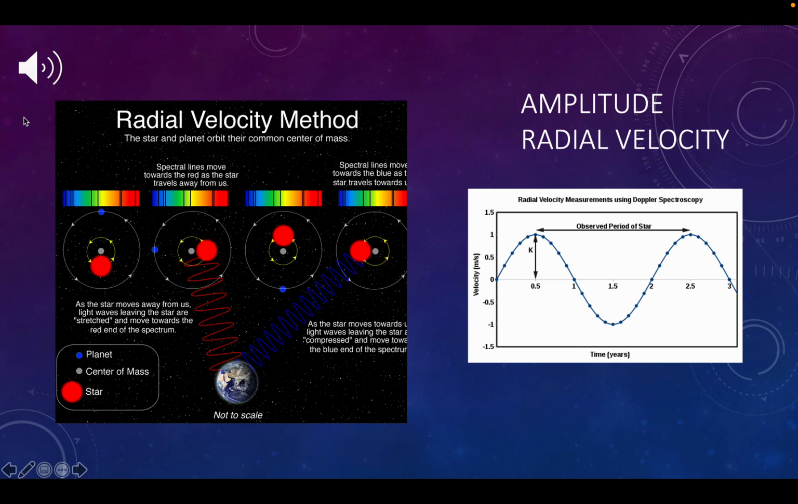Amplitude radial velocity is defined as the rate of change in the distance between the exoplanet's solar source and the Earth, where the Earth is defined as the observer. Therefore, this value, which is approximately 104.1 meters per second, measures the speed at which the star K2-140 moves away from our planet.